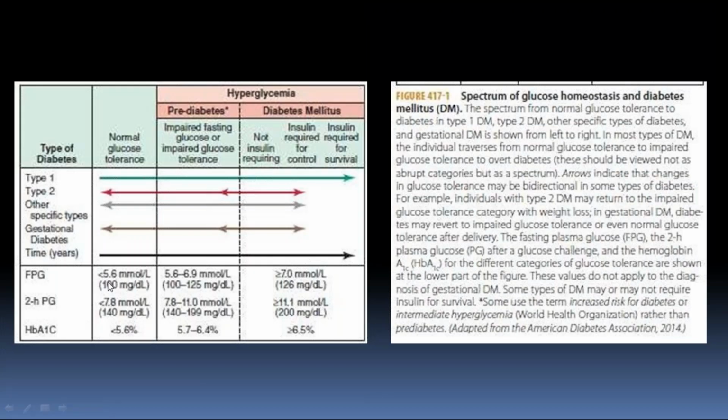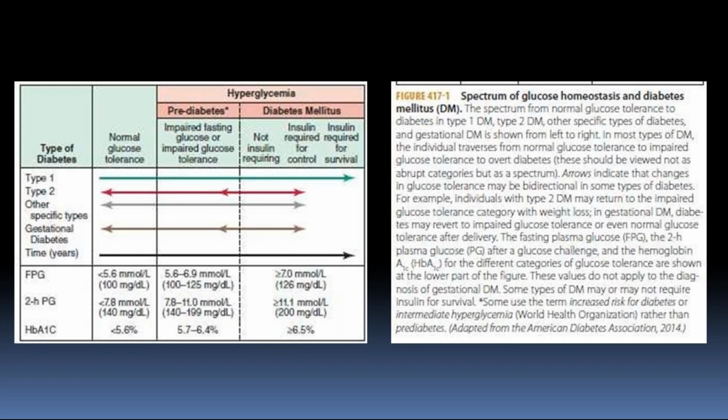So these are the values of fasting glucose and normal glucose tolerance. The HbA1c must be less than 5.6, and the target should be 100. And in impaired, or pre-diabetes, the HbA1c is between 5.6 to 6.9, and the glucose levels will be 100 to 125 fasting. And in overt diabetes, it will be more than 7 HbA1c with a fasting glucose of 126. Then comes the 2-hour postprandial. The normal glucose tolerance will be less than 7.8 with a 2-hour PP value of 140.